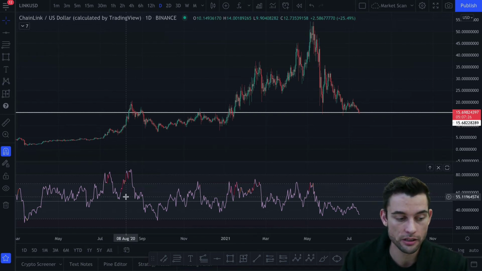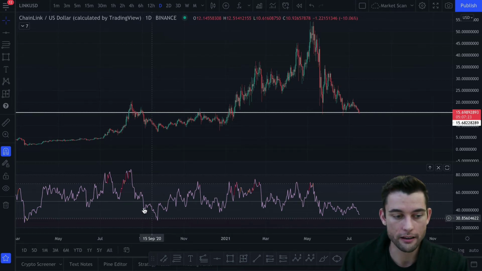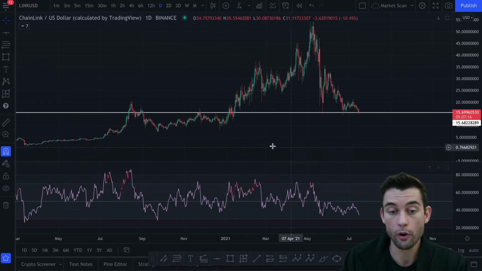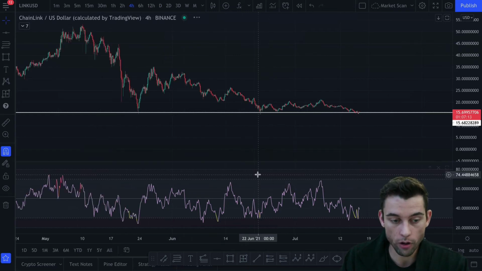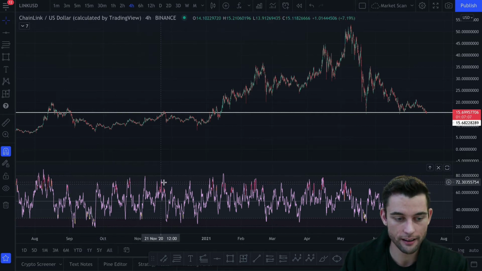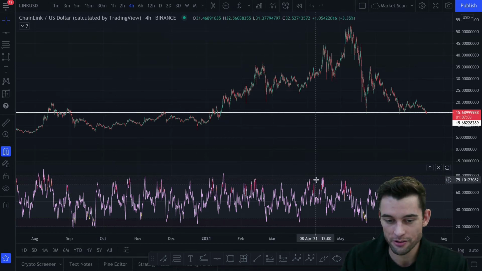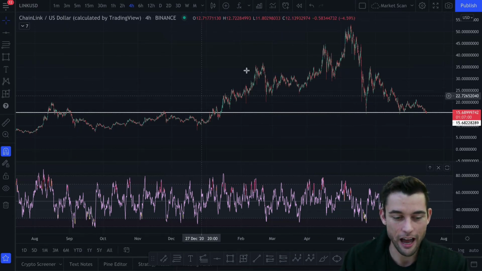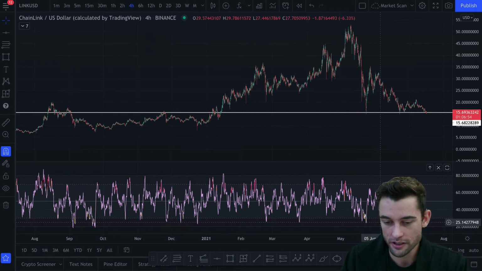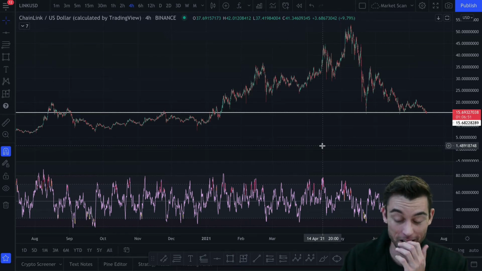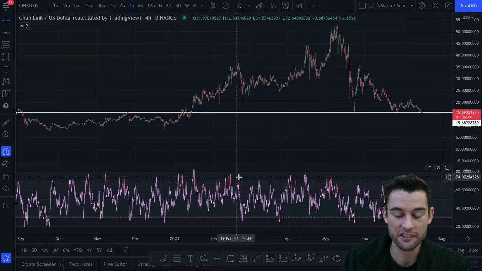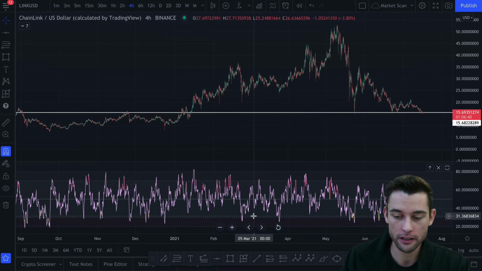On the daily chart, there's not that many signals, because this is over an entire year period, and there's only been one oversold, and there's been 12 overbought. But on the 4-hour, you could already tell there are so many overbought signals, and there are so many oversold signals as well. Oversold signals, I keep on messing that up. Over the 70 line is overbought, and under the 30 line is oversold.